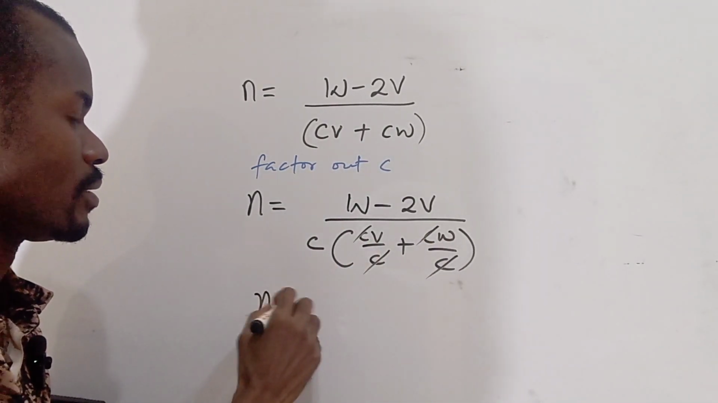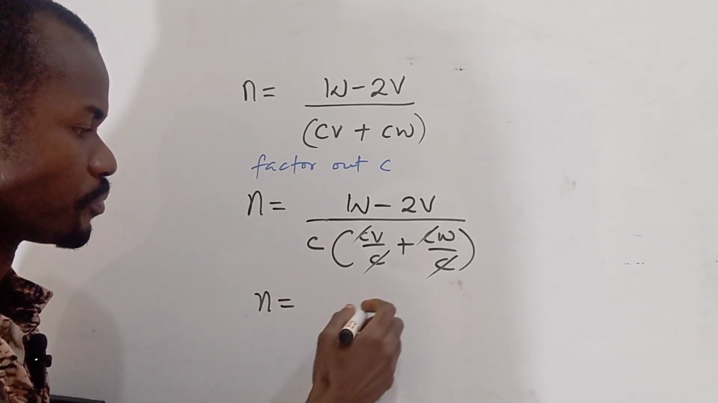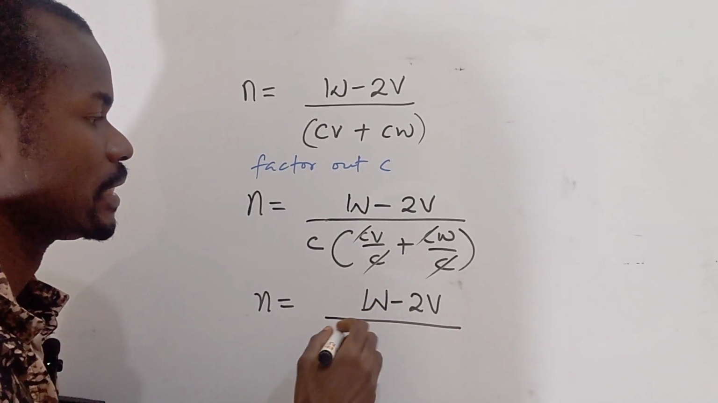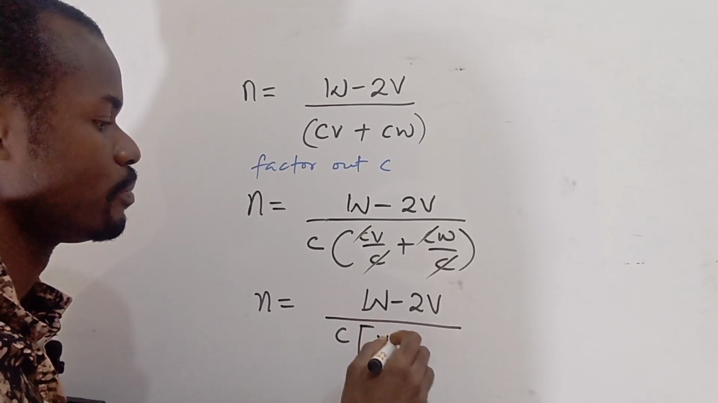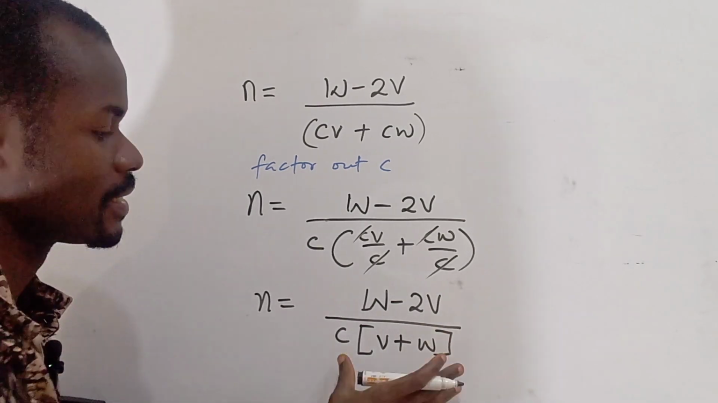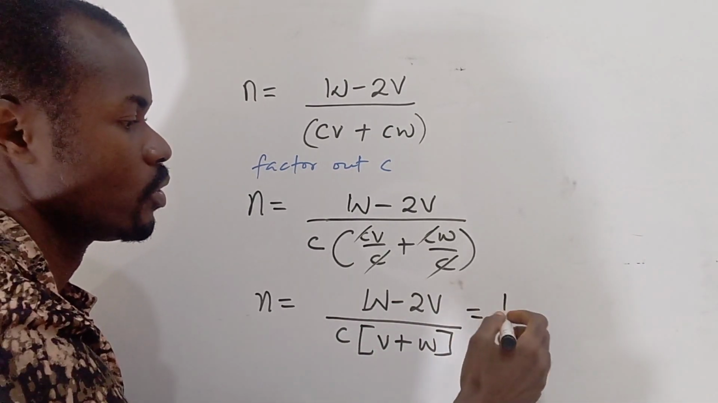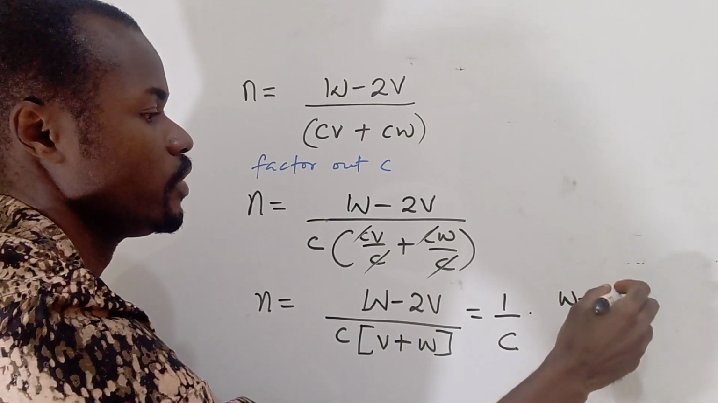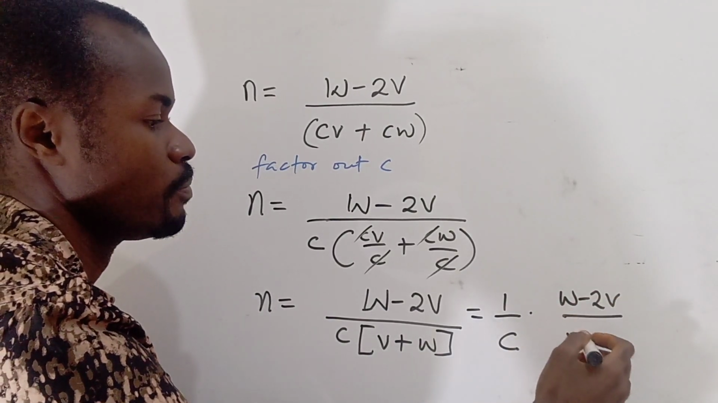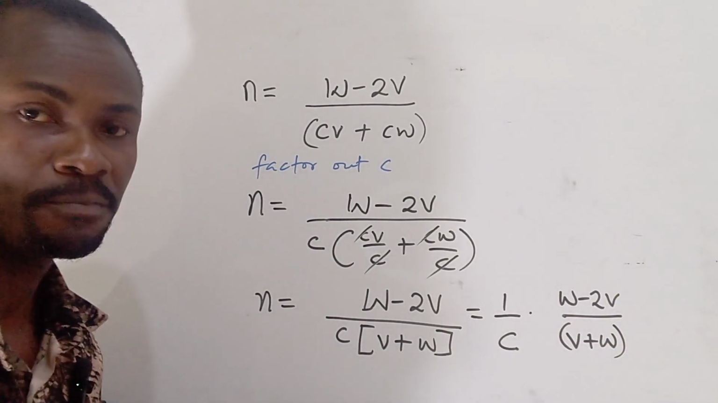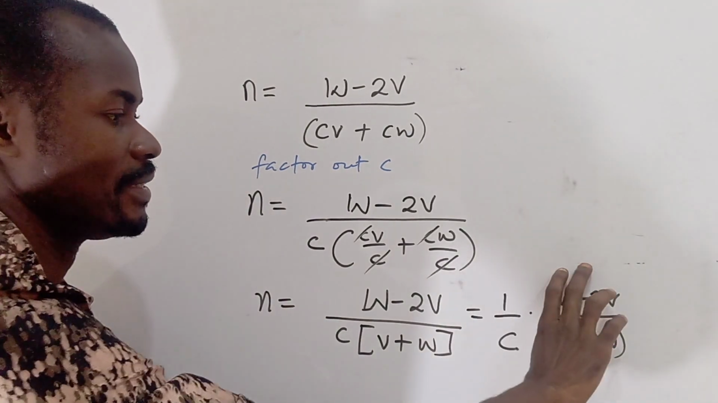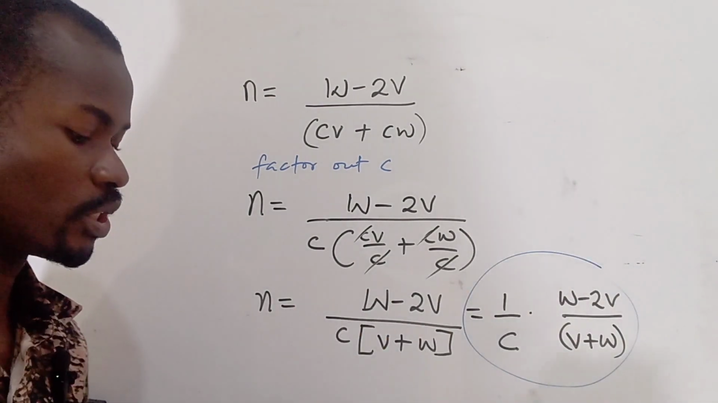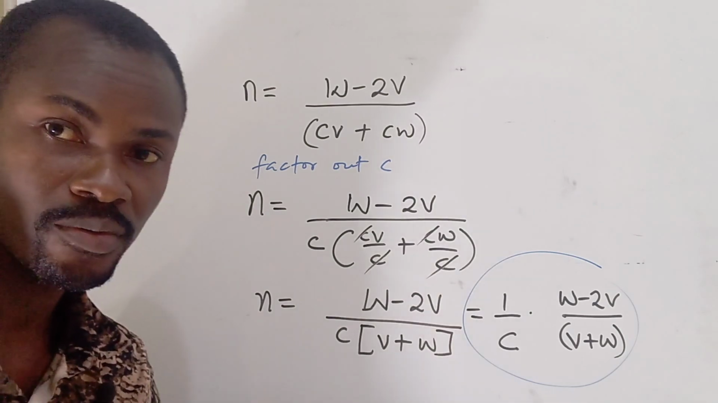All right, so our N equals, of course, W minus 2V divided by C into V plus W. Now, this can as well be written as 1 over C multiplied by W minus 2V divided by V plus W. Because if you multiply this to this, you are going to still arrive at this. So this gives us the solution to this problem. We've been able to make N the subject of the formula.